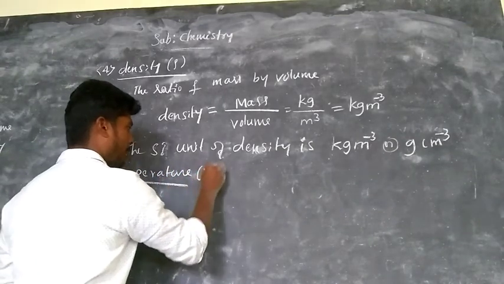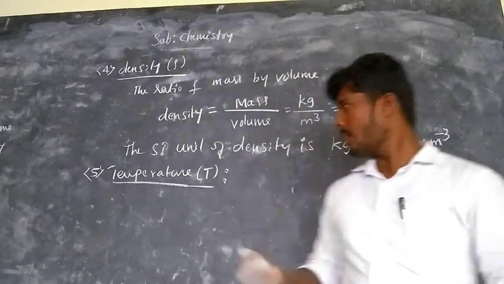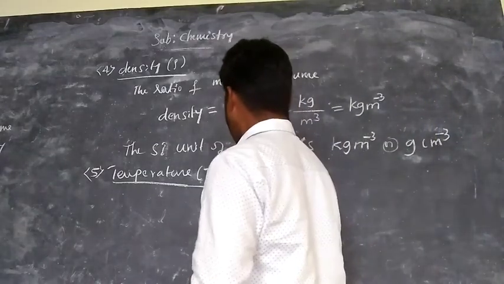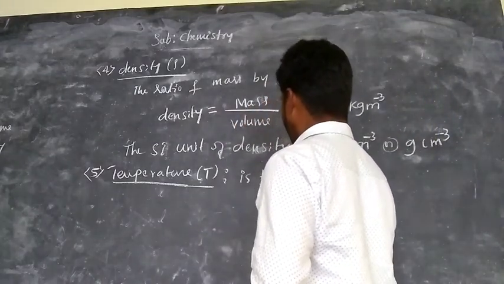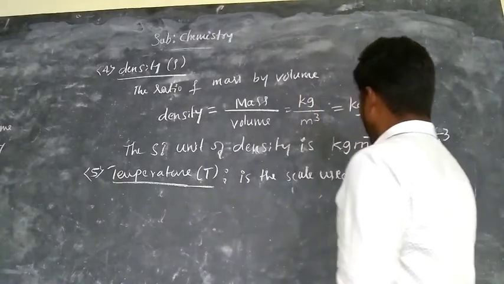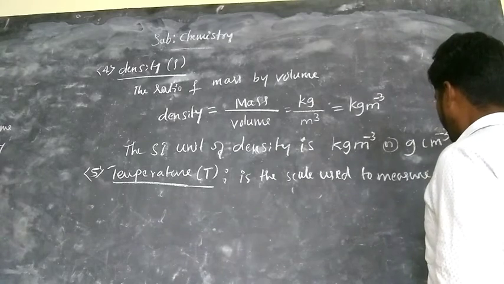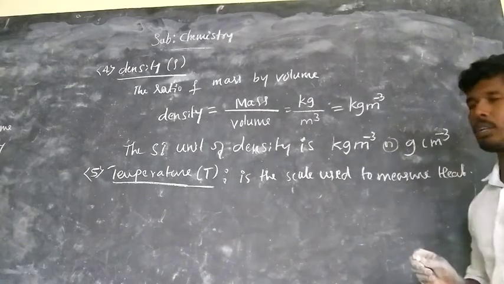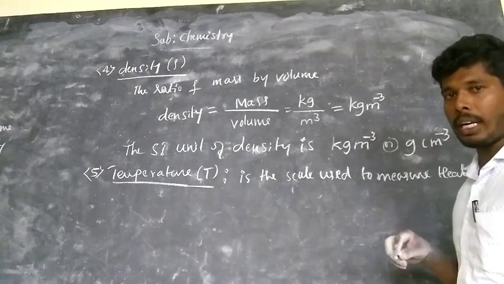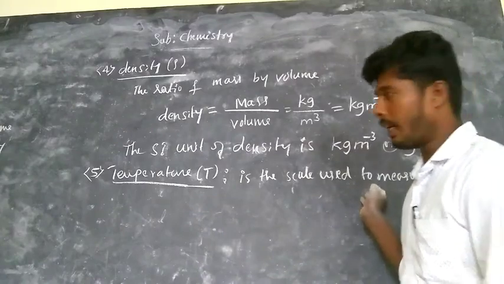Temperature is indicated by the symbol T. So temperature is the scale used to measure heat. We use a scale to measure heat, and that is called temperature.